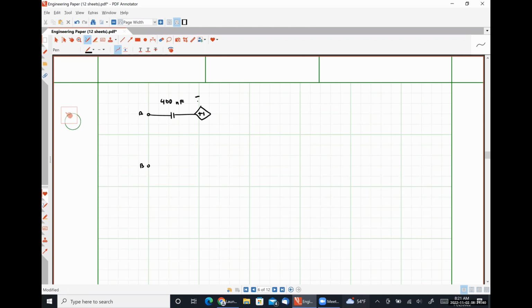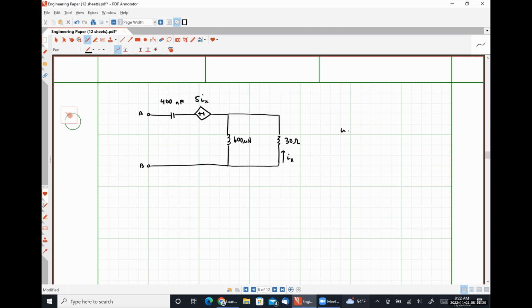Here we have a dependent source that is 5 IX. Here is a 600 microhenry inductance. Here we have a 30 ohm resistor. And our current IX is the current flowing up there.